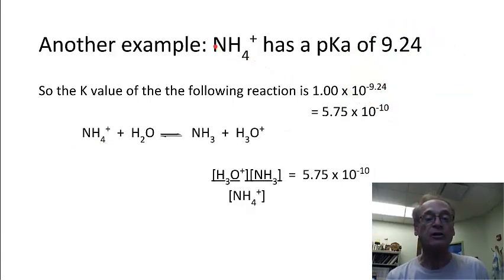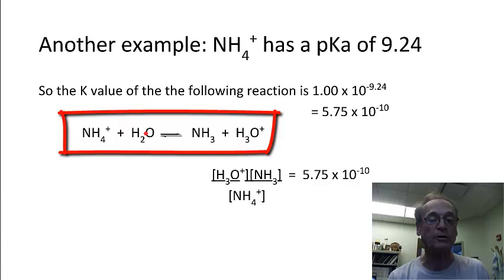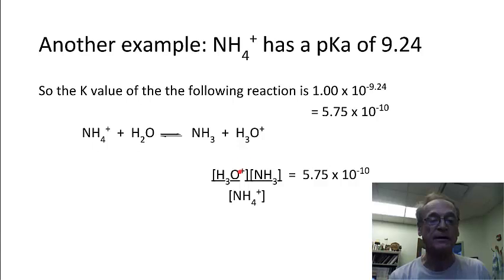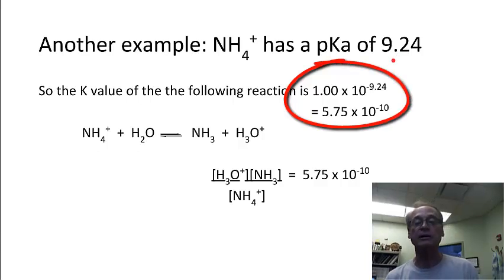Another example, NH4+ is an acid, so it has a pKa. Turns out that the pKa is 9.24, so the K value for the corresponding equation, again, acid plus water to give conjugate base plus H3O+, that's an equilibrium. The equilibrium constant is defined as the concentration of H3O+ times the concentration of ammonia divided by the concentration of ammonium. Again, ammonium being the original acid that you put into water. That equilibrium constant turns out to be 5.75 times 10 to the minus 10th, which is the same thing as 1 times 10 to the negative 9.24. And so therefore its pKa is 9.24.